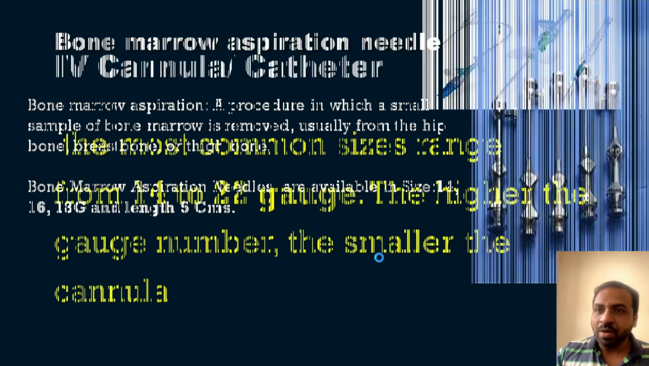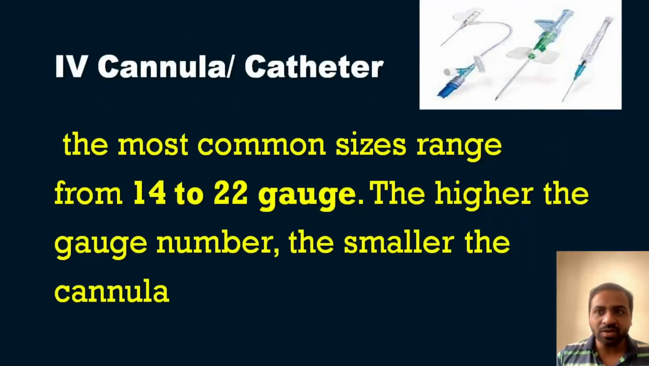Okay, and one more option I have given in the question was the IV cannula or the IV catheter. So everyone knows what an IV catheter and IV cannula are. The one additional piece of information I can provide to you is that the most common IV cannula or IV catheter sizes range from 14 to 22 gauge.